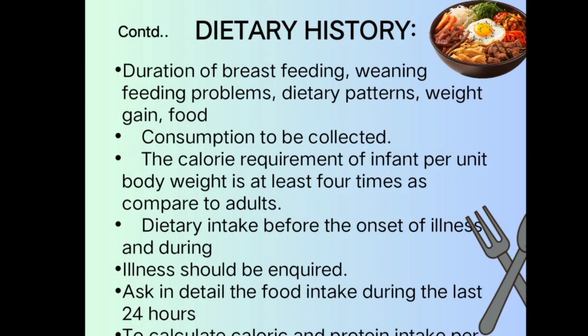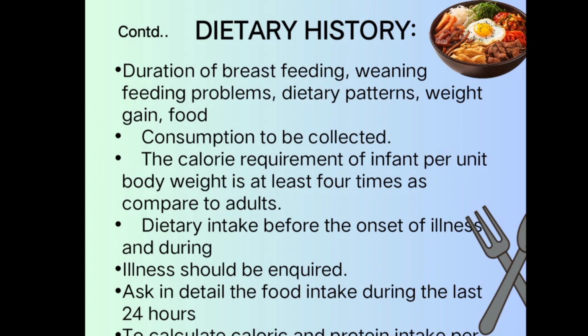Next is weight gain. If a baby is born, the birth weight has to be doubled by 5 to 6 months and tripled by 1 year. So like that we will ask, whether it was in a steady gait or not. Next is calorie requirement, according to the age group, according to the recommended dietary allowance, whether they are taking in the proper balanced food or not, like that we will ask. Then illness should be enquired, dietary intake before the onset or during the illness has to be encountered.